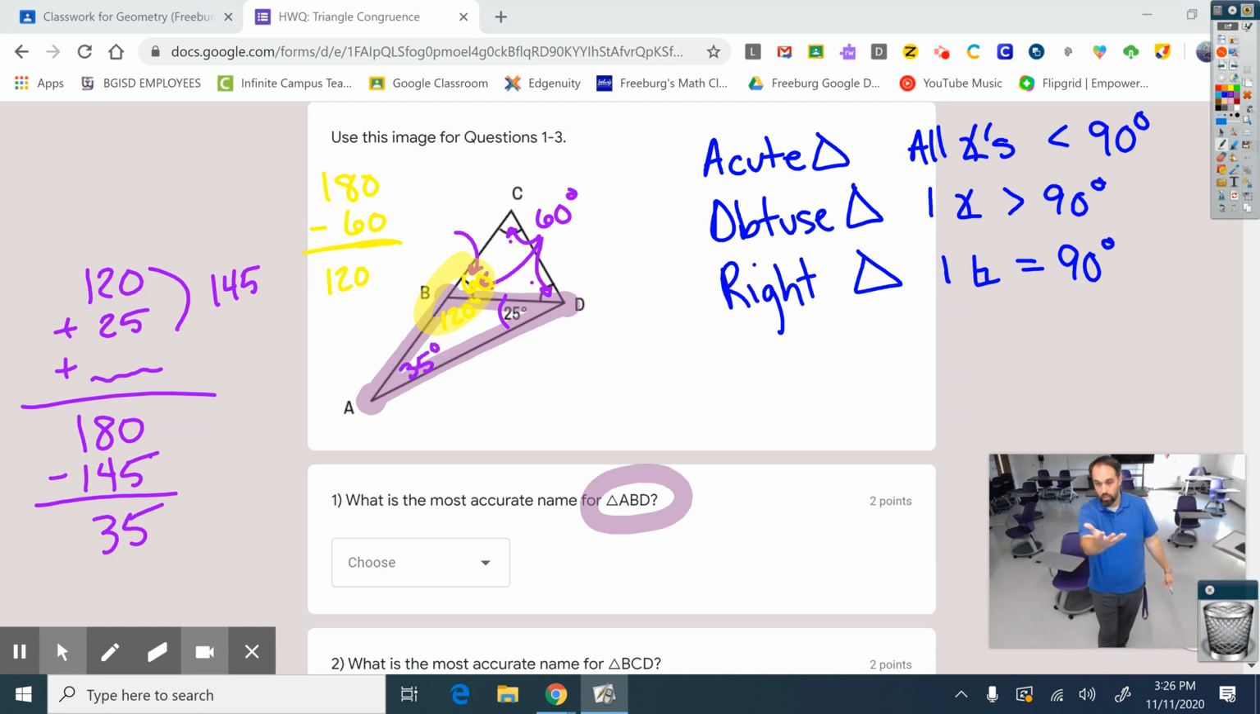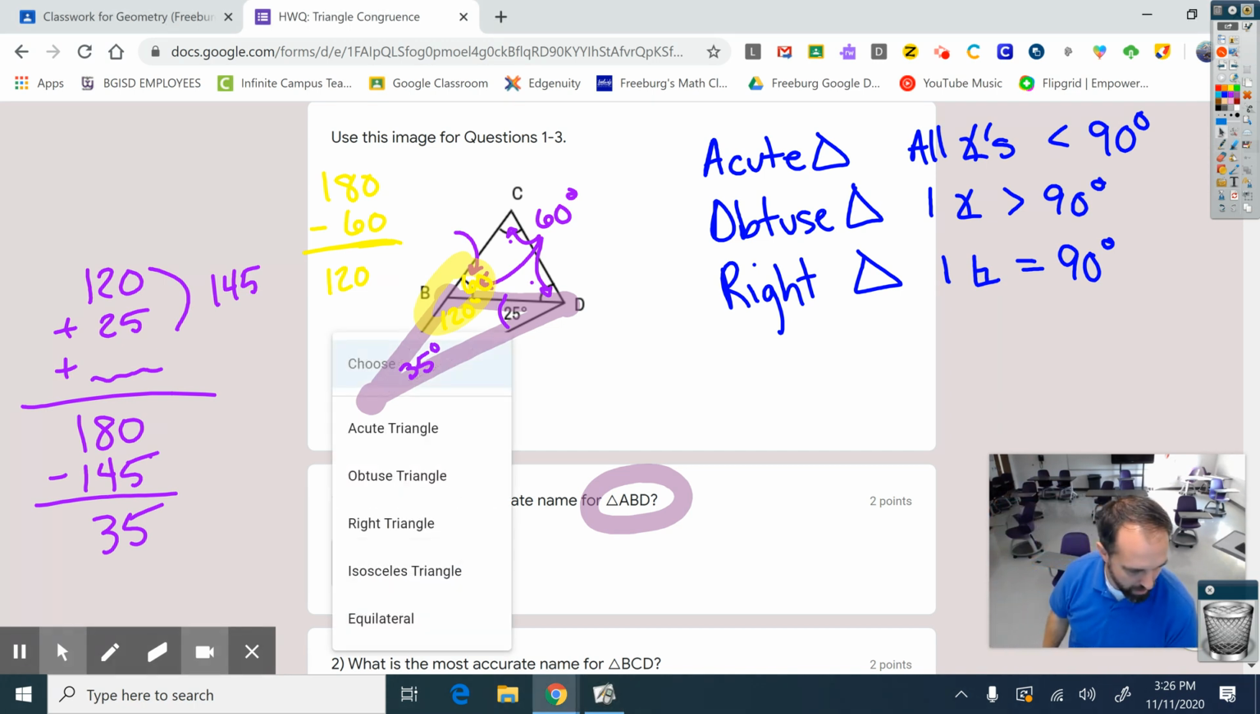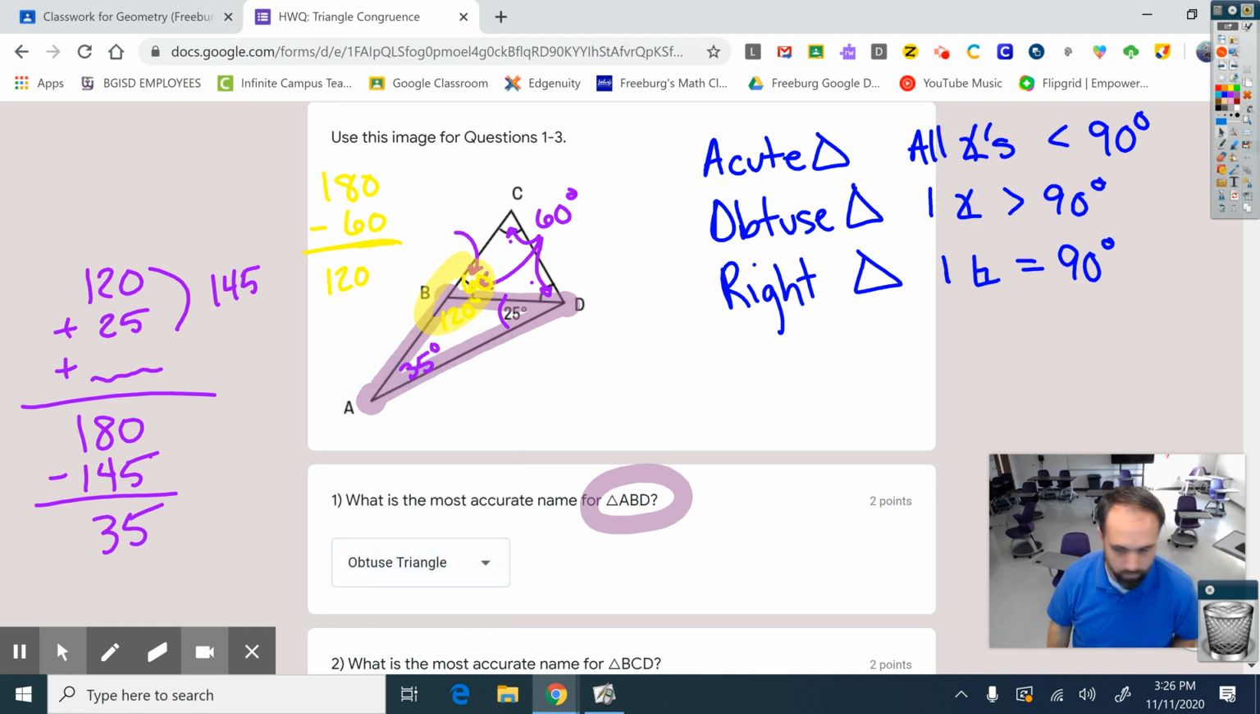So now obviously looking at this triangle with all the numbers, this is much, much easier. And you're like, oh, this has definitely got an angle that is greater than 90 degrees. And so this must be an obtuse triangle. And so for our first one here, let's go ahead and do the drop menu and select our obtuse triangle, okay?